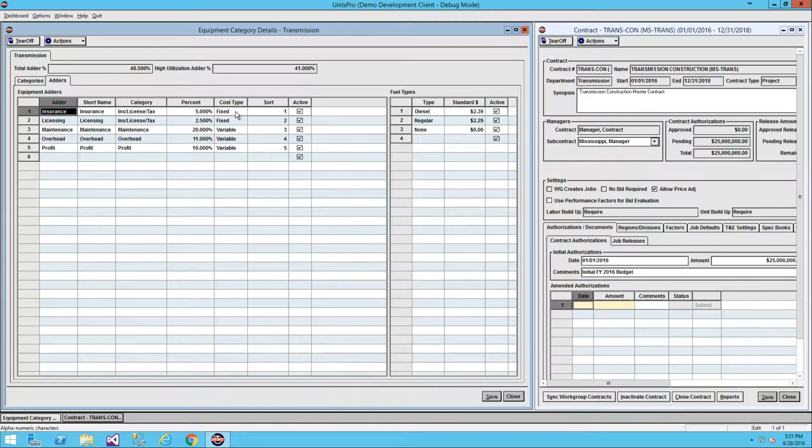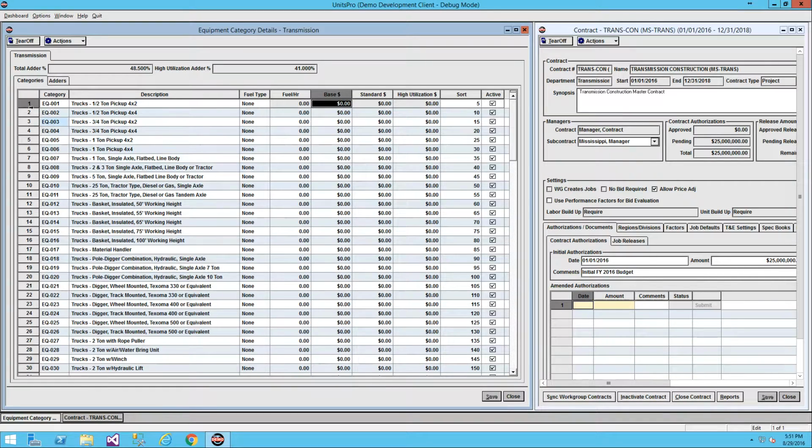A fixed means that at some point during the work week, in this case 50 hours, the insurance will be fully paid and the licensing will be fully paid on that equipment, but the maintenance, overhead, and profit continues for every hour for which that equipment is used over 50 hours. We go to our categories. These are the categories that the owner desires be priced: the type of fuel that that unit uses, the consumption of fuel, and the base price.